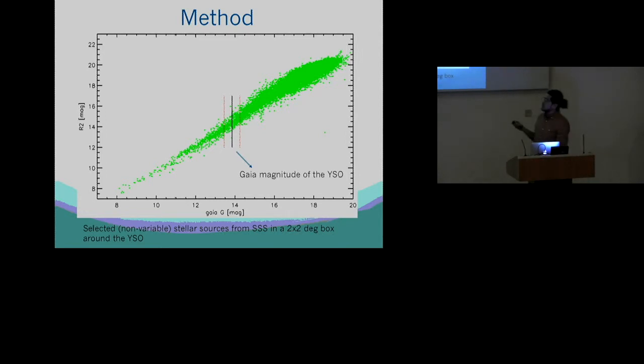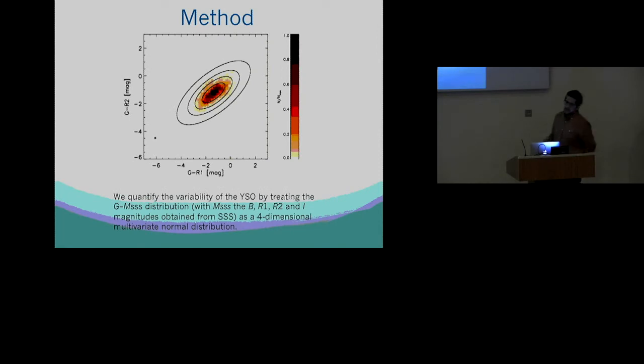But we did this comparison taking all of the SuperCOSMOS bands. For example, here is the comparison between G minus R1 and G minus R2. First epoch in R band is R1, second epoch in R band is R2. You can see that most objects in that 2 by 2 degree box locate here, while the high amplitude object, which is V2492 Cygni in this case, locates here, well beyond the 5 sigma confidence limits.